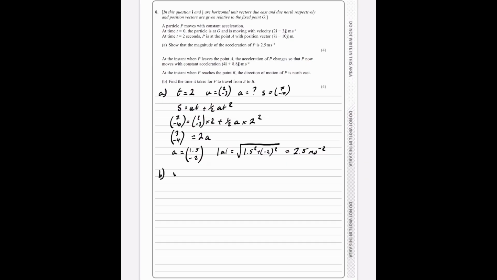For B, we've got v equals (2, -3) plus (1.5, -2) times 2. Gives us a v of (5, -7).